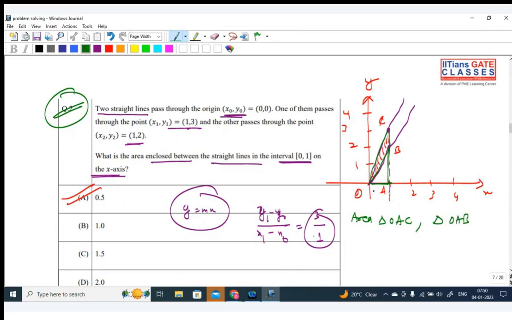Just find the area. Area means half into base. The base is 1 for both triangles, and for the first triangle the height is 3, and the height for this one is just 2, right? I believe anyone can solve this kind of question. So this is 3 by 2 minus 1, so you will get 0.5.